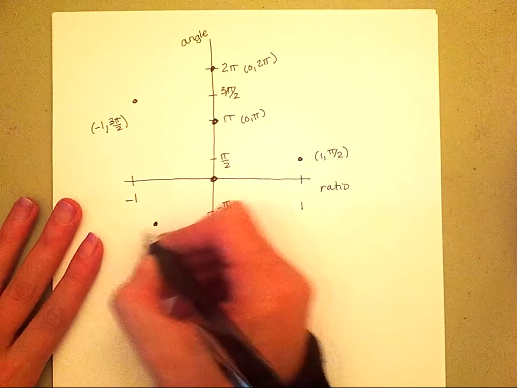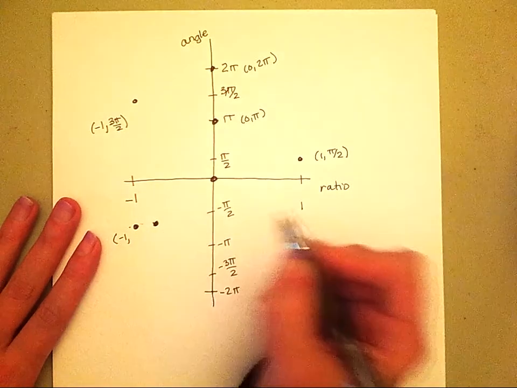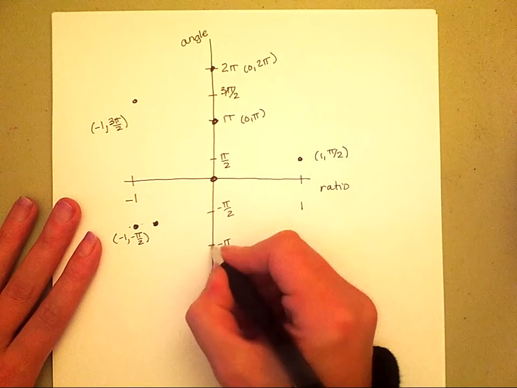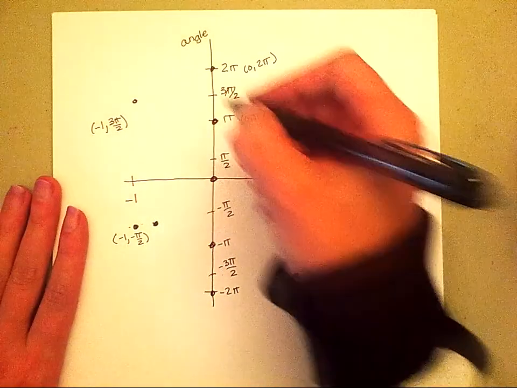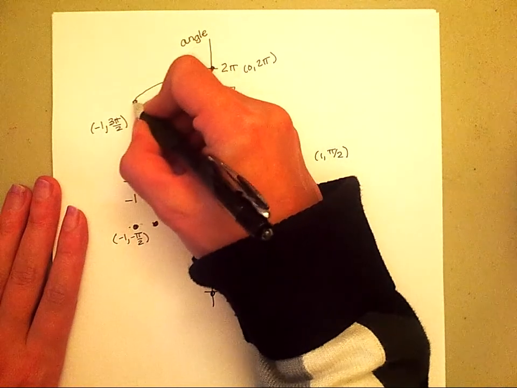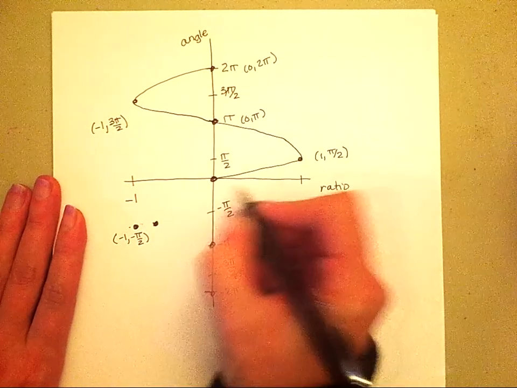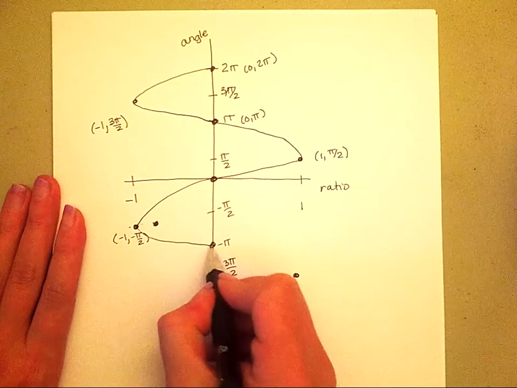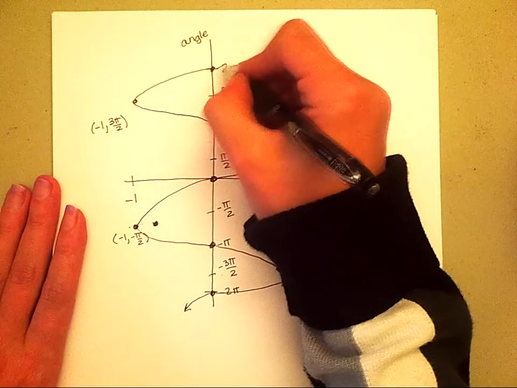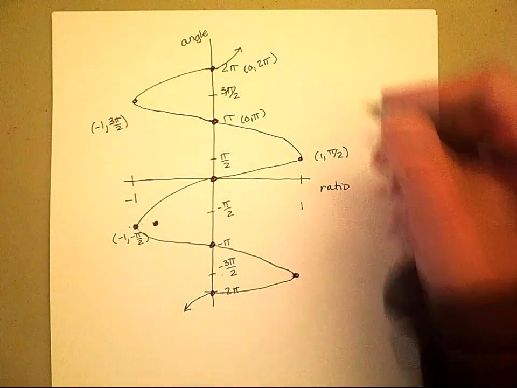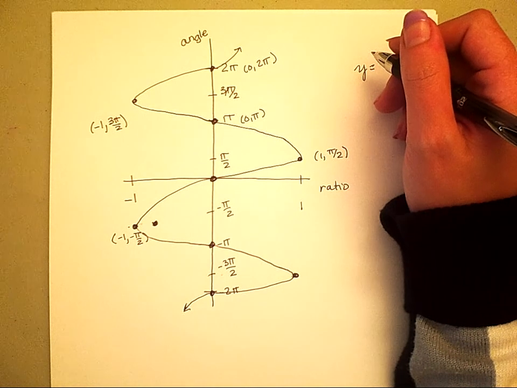Then down here, we would have negative 1, let's come out a little bit further, negative 1 comma negative pi over 2. And then the zeros. And then over here. Okay. So now if I was to connect these, and then of course it would just keep oscillating up and down. So this is y is equal to the flip-flop of the coordinates, the inverse.